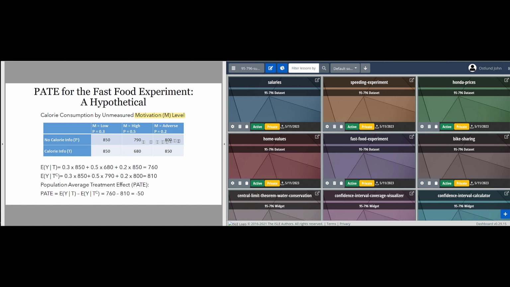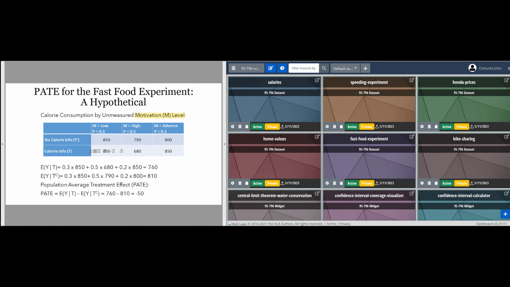But in the control group, let's suppose that the people who are not very motivated about their health consumed on average 850 calories. The people who were motivated about their health consumed on average 790 calories. And the people who are adverse to being bothered by experts consumed 800, which is pretty close to what the highly motivated group consumed for whatever reason. We just observe these numbers.